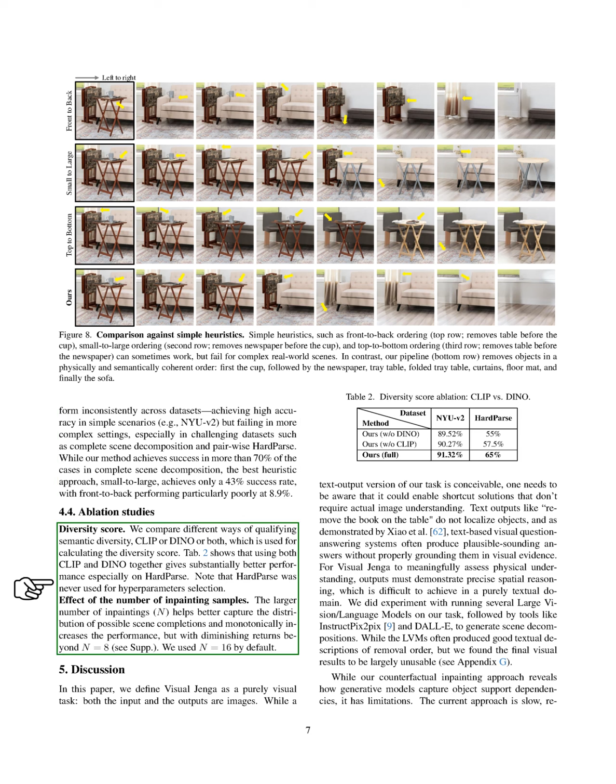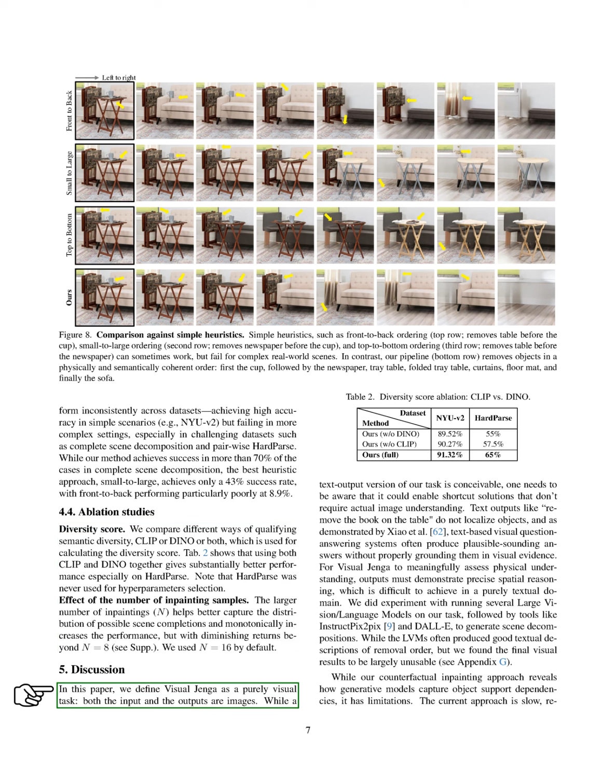Next, we conduct ablation studies on the diversity score, comparing different methods for assessing semantic diversity, including Clip and Dino. Our results show that using both Clip and Dino together significantly improves performance, especially on hard parse, which was not used for hyperparameter selection. We also find that increasing the number of inpainting samples helps capture a better distribution of scene completions, leading to improved performance, although the benefits diminish beyond 8 samples. We defaulted to using 16 samples.